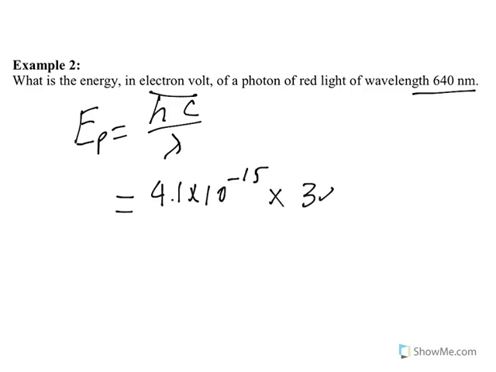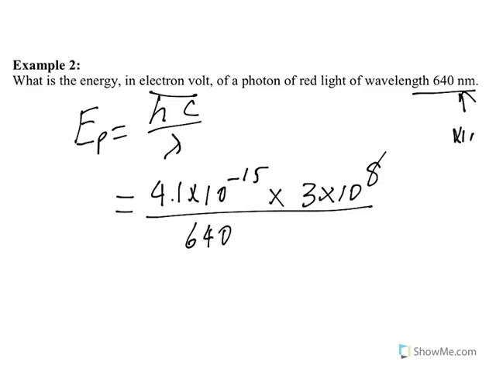Times c, which is the speed of light, 3 by 10 to the 8 metres per second, over lambda, the wavelength, 640 nanometers. Nano is 10 to the minus 9. And we whack all of that in our calculator and we get 1.92 electron volts. Alright, so there's an example, or a couple of examples.